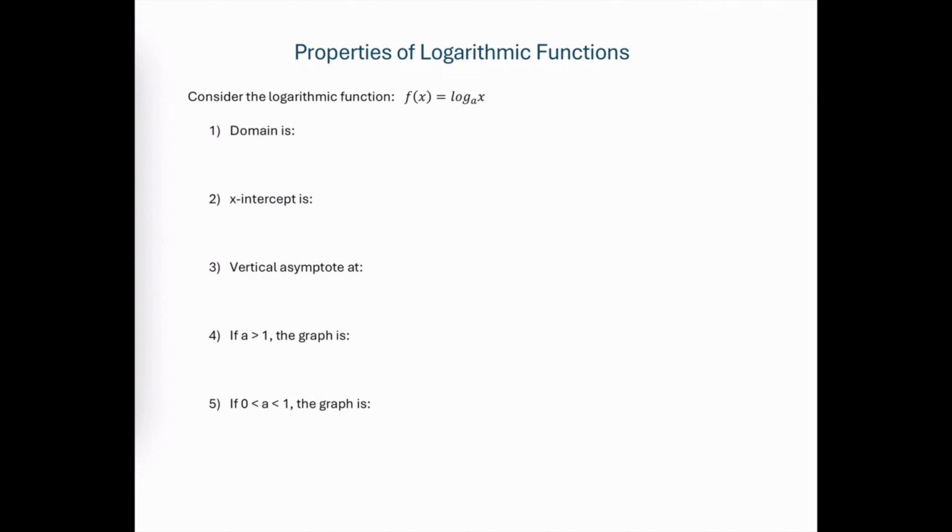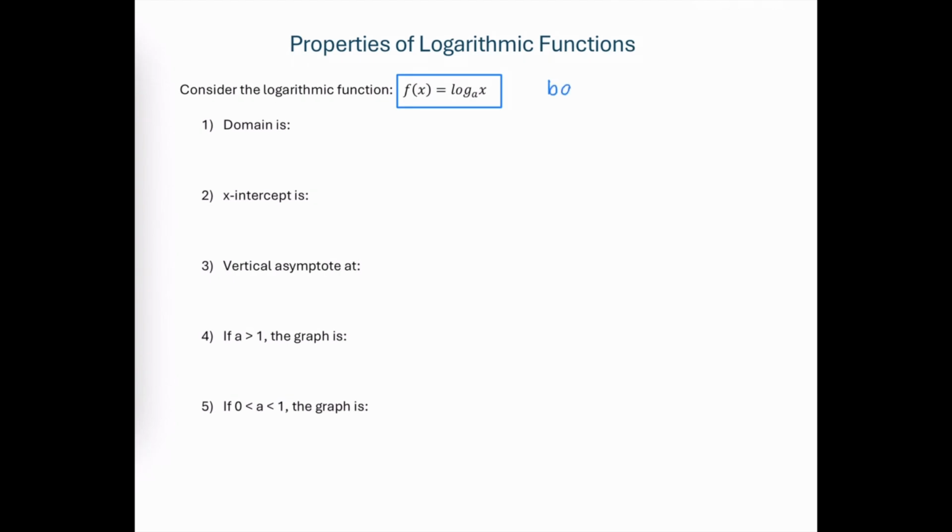Let's use the graph that we just generated to help us understand some of the properties of logarithmic functions. Here we have a logarithmic function with a base value of a. We graphed log base 2 of x a moment ago. But no matter what the base is, the domain of this logarithmic function is going to be from 0 to +infinity, and we're not going to include 0 because we're going to get a vertical asymptote there. The x-intercept is going to be at the point (1, 0). And again, we do have a vertical asymptote at x is equal to 0, which of course is the y-axis.